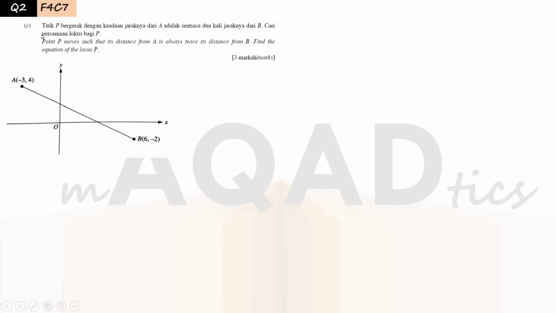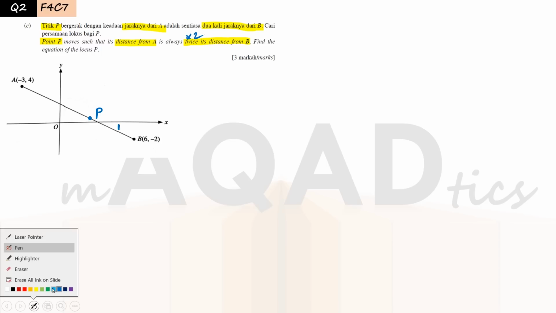For part C, it says that this point P moves in a way that the distance from A is always twice the distance from B. Okay, so that means this point P is further away from A. So point P can be somewhere here. Alright, so for example, if let's say the distance from P to B is 1. Okay, oh sorry, I should use the other color. Then the distance from P to A will be double, which is 2.